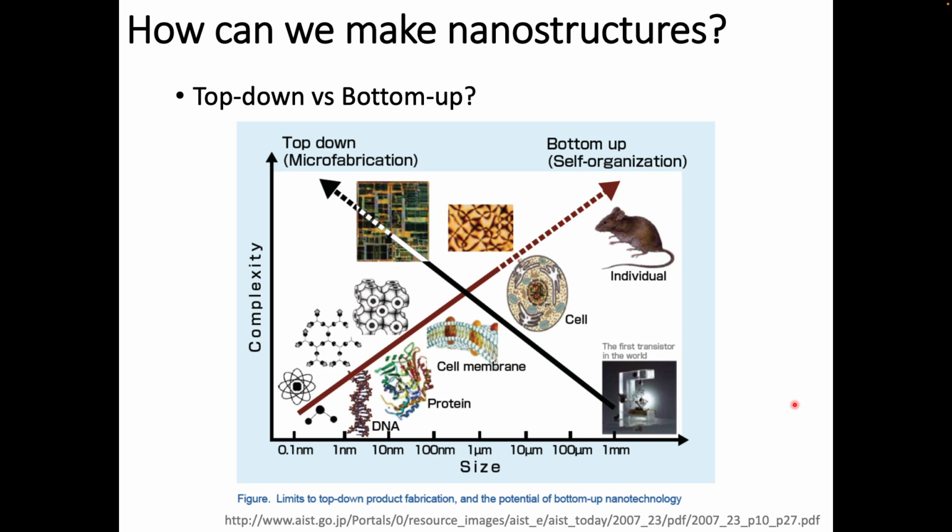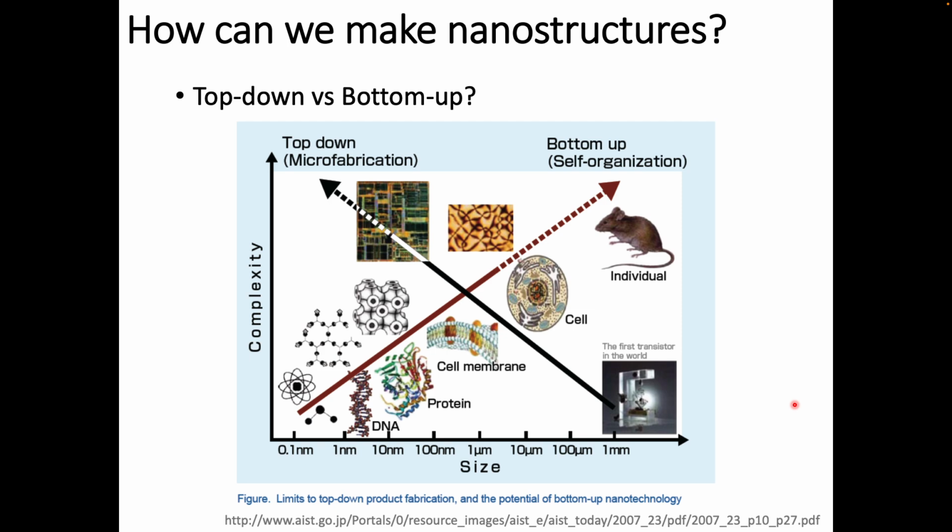But if you want to make very small features, like 10 nanometers, 1 nanometer, obviously 1 nanometer with microfabrication is almost impossible, because current commercial technology is 4 nanometers or 3 nanometers, right? As you make structures with a smaller size, the complexity and also the cost are extremely high. But if you take a bottom-up approach, this is a kind of self-organization, like most living matter works this way, right?